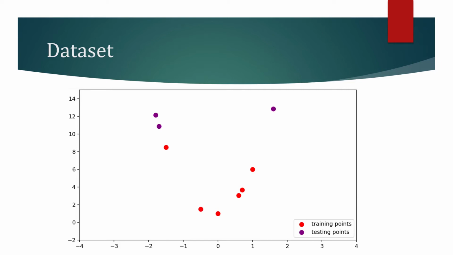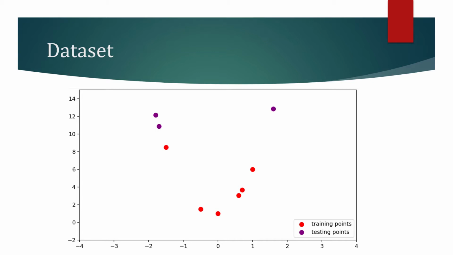The points we have here were obtained by evaluating the quadratic function for the different values of x. We'll use the red points as a training set, the purple points as a test set, and observe how and when the underfitting or overfitting happens.